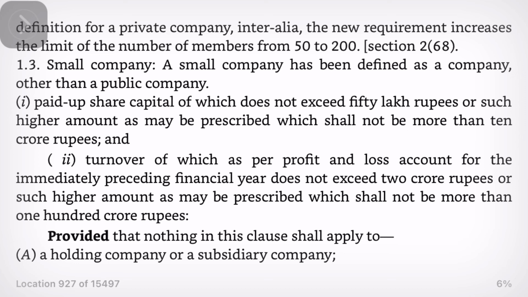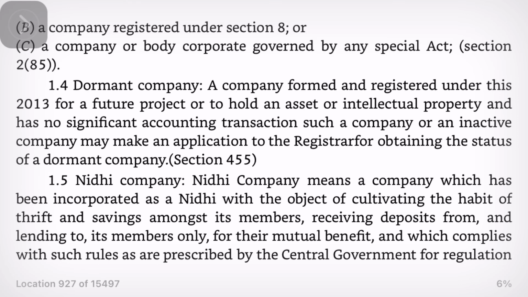1.3 Small company. A small company has been defined as a company, other than a public company, 1. paid up share capital of which does not exceed 50 lakh rupees or such higher amount as may be prescribed, which shall not be more than 10 crore rupees, and 2. turnover of which as per profit and loss account for the immediately preceding financial year does not exceed 2 crore rupees or such higher amount as may be prescribed, which shall not be more than 100 crore rupees, provided that nothing in this clause shall apply to A. a holding company or a subsidiary company, B. a company registered under Section 8, or C. a company or body corporate governed by any special act.